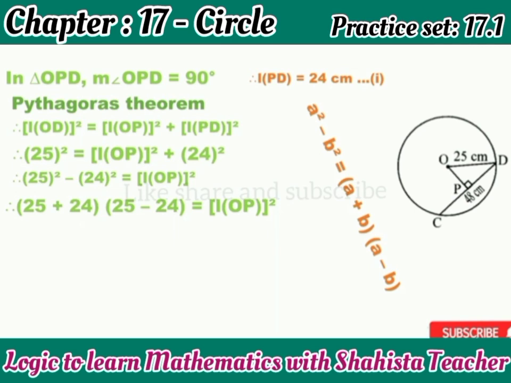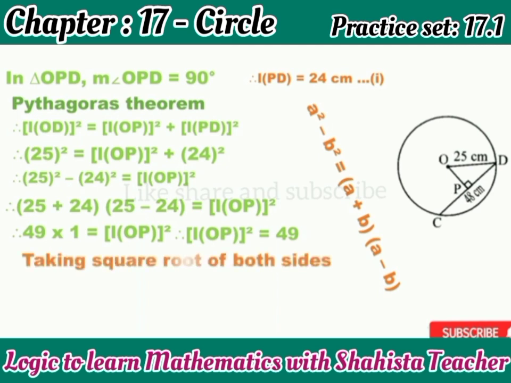So 25 plus 24 is 49, and 25 minus 24 is 1. So 49 times 1 is 49. Is that clear? The bracket relation is multiplication. So the length of OP square is 49. Taking the square root of both sides, we get 7. So the length of OP is 7 centimeter. Is that clear, my dear students?